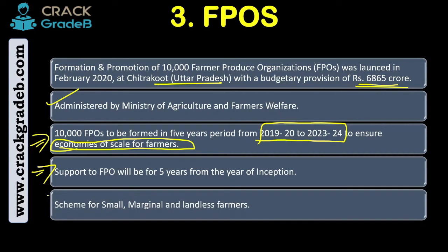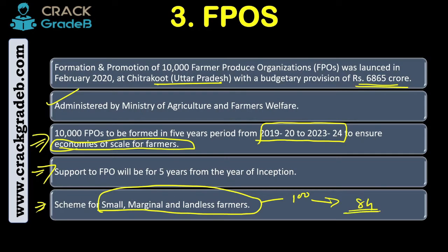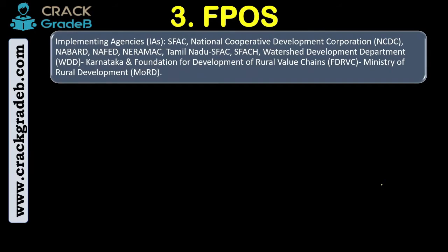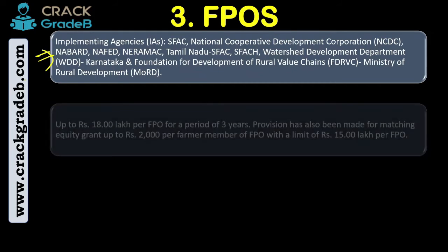Then the scheme is for small, marginal and landless farmers. So whom does this scheme basically target? Small, marginal and landless farmers. And this forms the majority of the farmers. So let's say there are 100 farmers in the country. Out of these 100 farmers, approximately 84 farmers are small, marginal and landless farmers, right? Now, the implementing agencies are these. So there are multiple implementing agencies. Let's not get into everything. Why multiple agencies? I'll come to it.